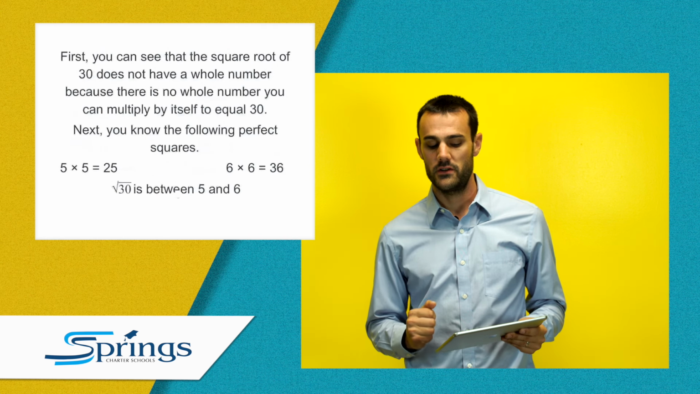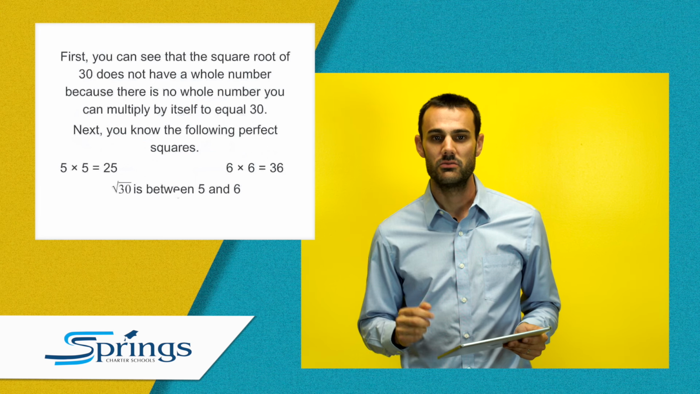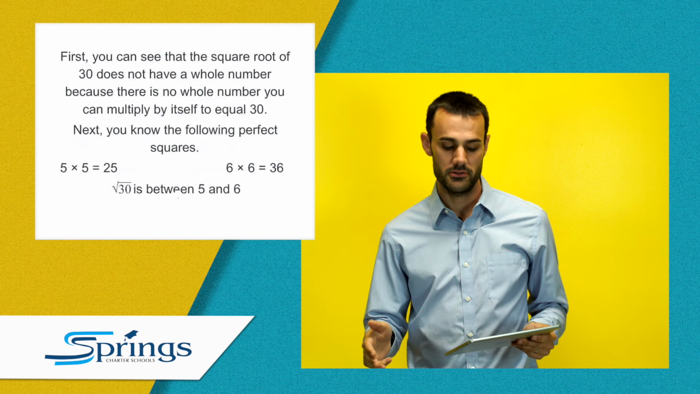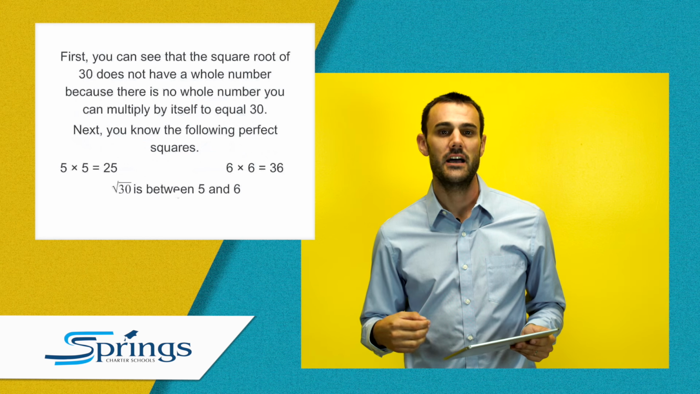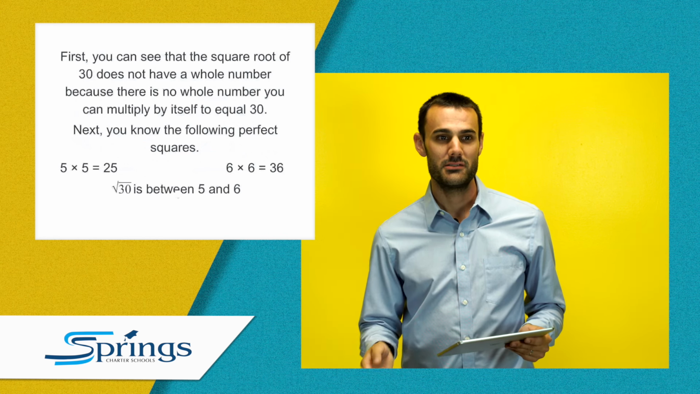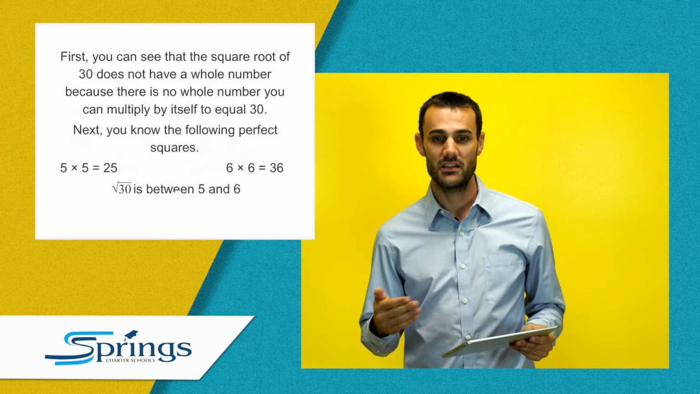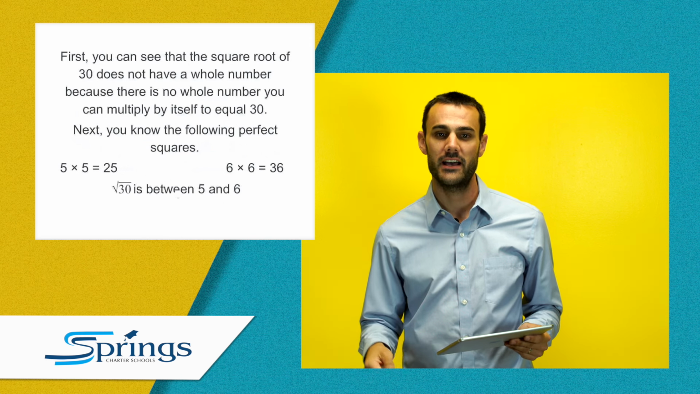First, you can see that the square root of 30 does not have a perfect whole number answer. So we must ask ourselves, what two perfect squares does it fall in between? Well, I know that 5 times 5 is 25, and that 6 times 6 is 36, and between 25 and 36, the number 30 falls. So we can say that the square root of 30 is somewhere between the number 5 and 6.